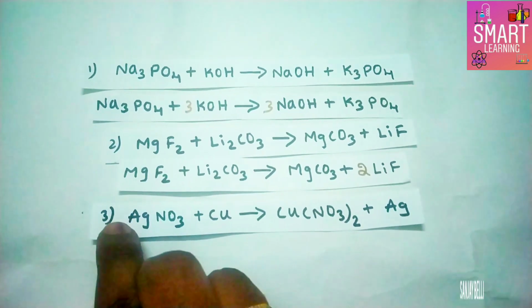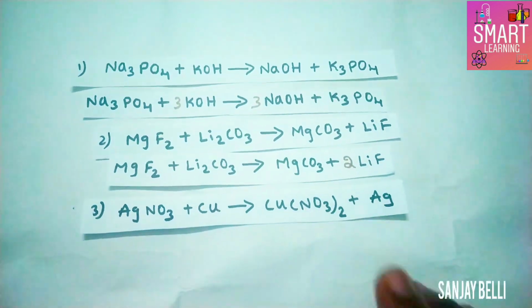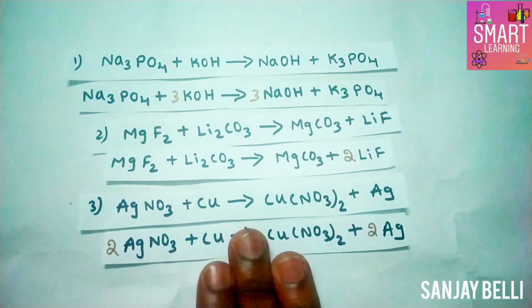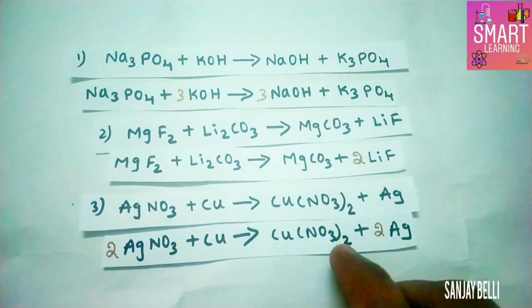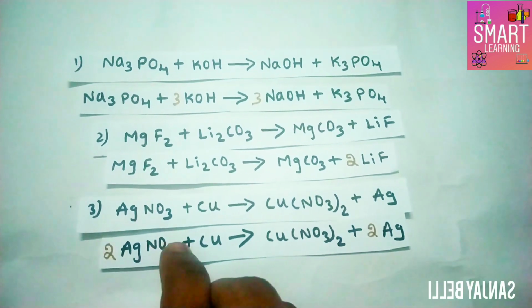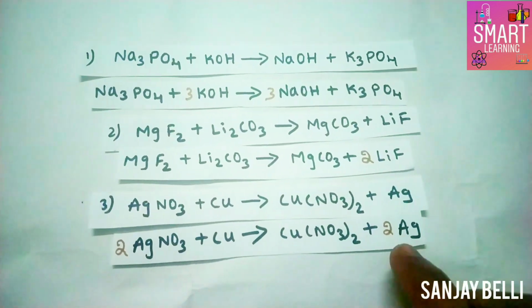Once you keep 2 here, 2 silvers will become only 1 silver on the right, so here also you have to keep a 2. And this is your answer, the balanced chemical equation. Here you have 2 nitrates, so I kept 2 nitrates here. So here 2 silver, so here also 2 silver.